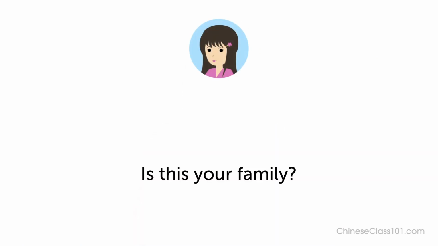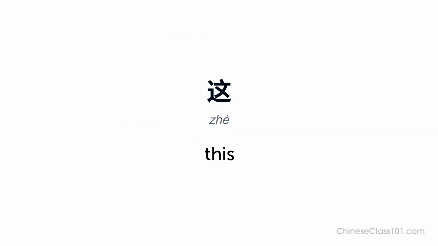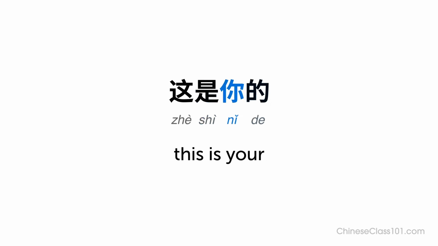Let's take a closer look at the conversation. Do you remember how Lu asks, "Is this your family?" 这是你的家人吗？ First is 这, this. Next is 是, in this case, it's like the is in this is. After this is, 你的, meaning your.